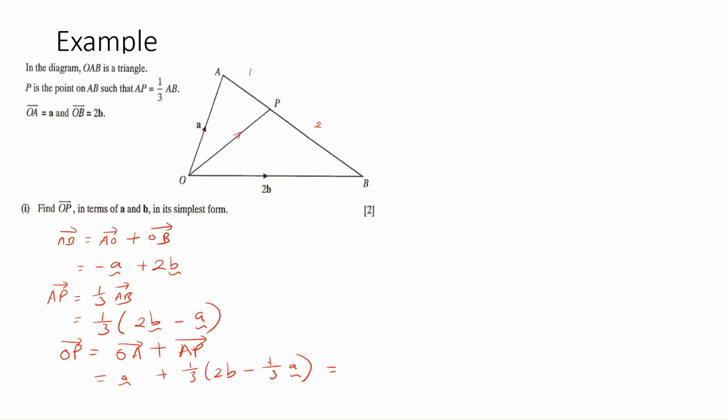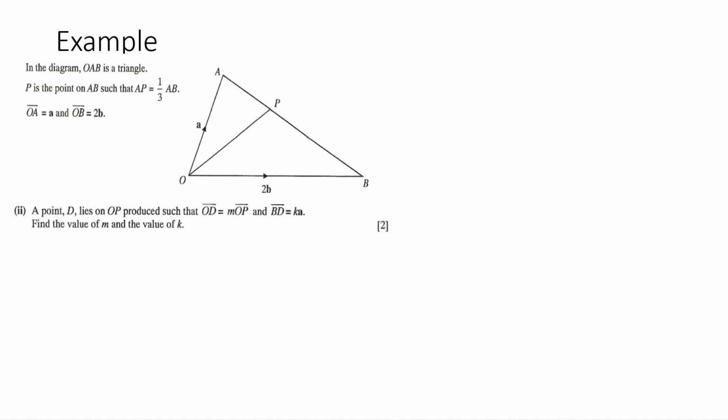Why did I put one third here? I haven't opened the bracket. So after I open the bracket, it will become one third, negative one third. So A minus one third A is two third A, plus two third B. Oh, very nice. Yeah, two third A plus two third B. Correct. So this is my OP. I found my OP. Okay, so this is my answer for OP.